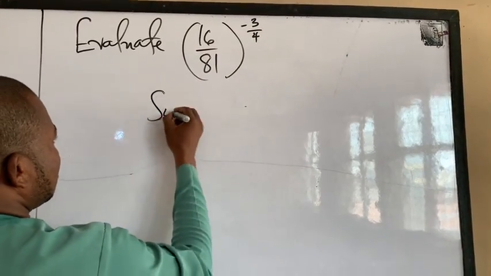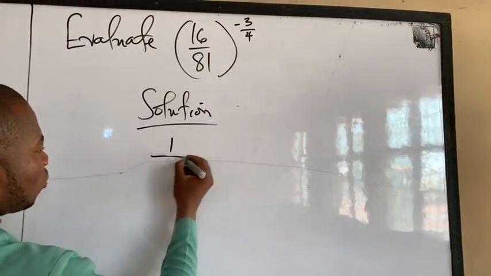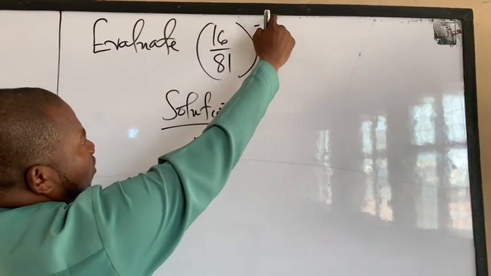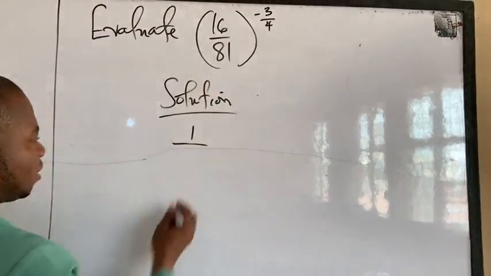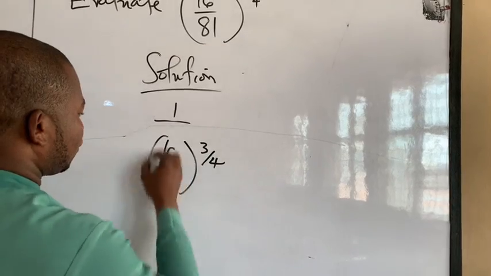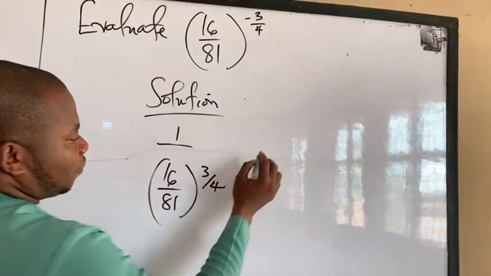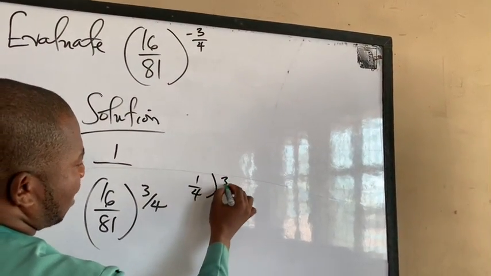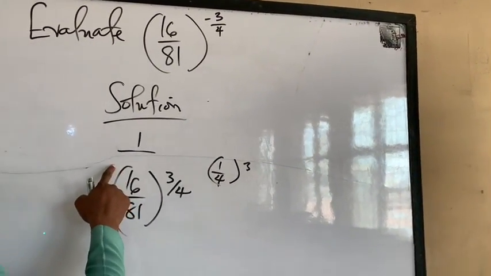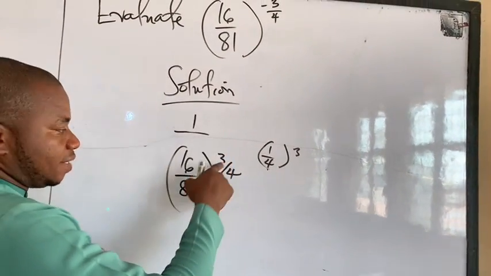Negative there means 1 over, that is the negative solution. So if negative is 1 over, what are we left with? We are left with this power 3/4 and then 16/81. So this gives 1 over 16/81 all raised to power 3/4. Very simple. Now, don't forget power 3/4 is the same as 1/4 multiplied by 3. And this 1/4 means fourth root. So we are taking the fourth root of the whole of this, and after getting that, we will now take the power of 3.